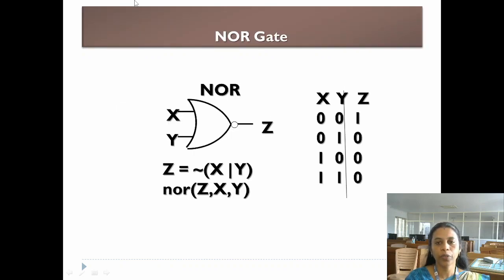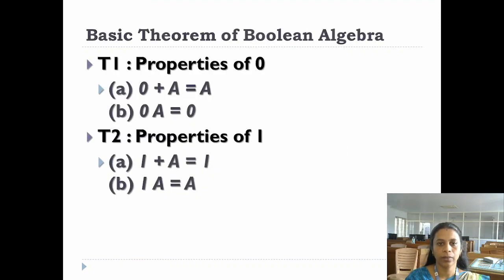The second type of universal gate is the NOR gate. Using this NOR gate also, we can implement all other gates. And next are the basic theorems of Boolean algebra.